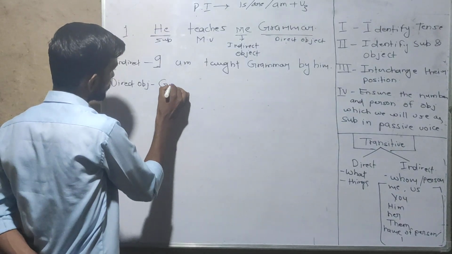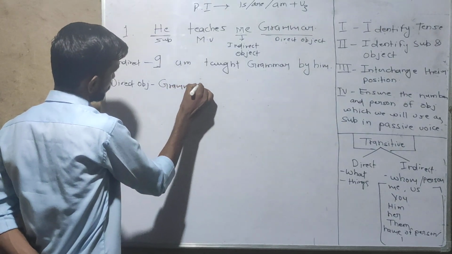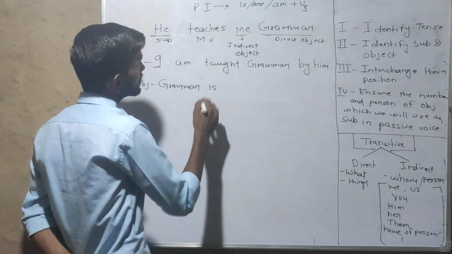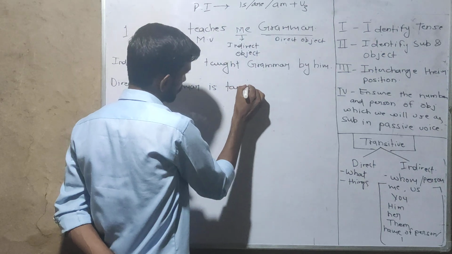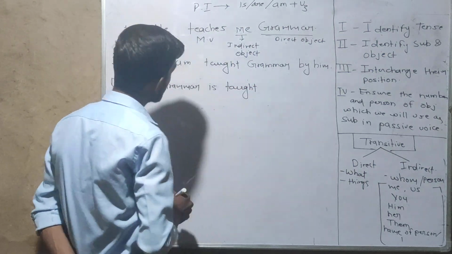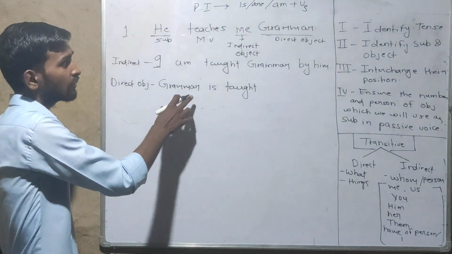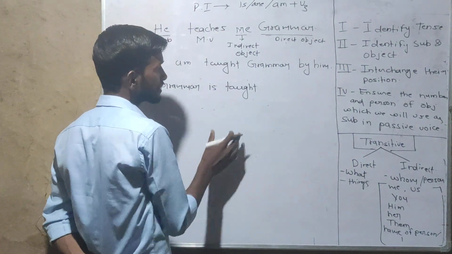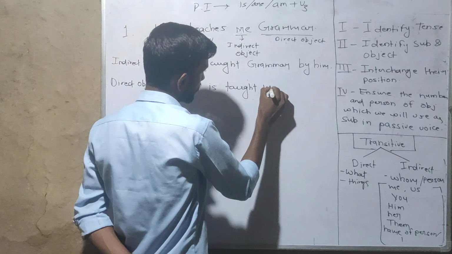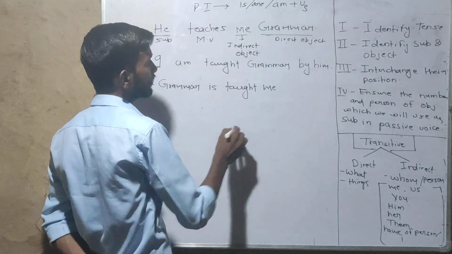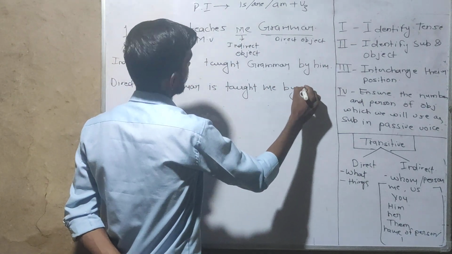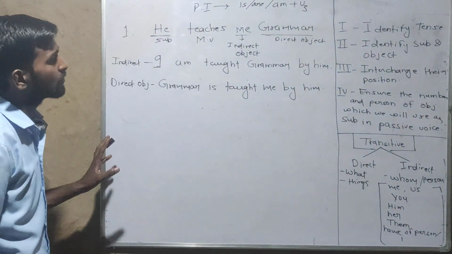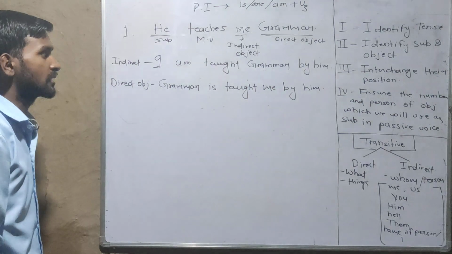So I'll write grammar in place of the subject. Grammar is a singular noun, so this will take is. Grammar is now taught. So when we are making passive voice using the direct object, we don't have to do anything with the indirect object. We will simply write the indirect object just after the verb. So I'll write here me. Grammar is taught me by him. Okay. So thus we can change voice from active to passive.